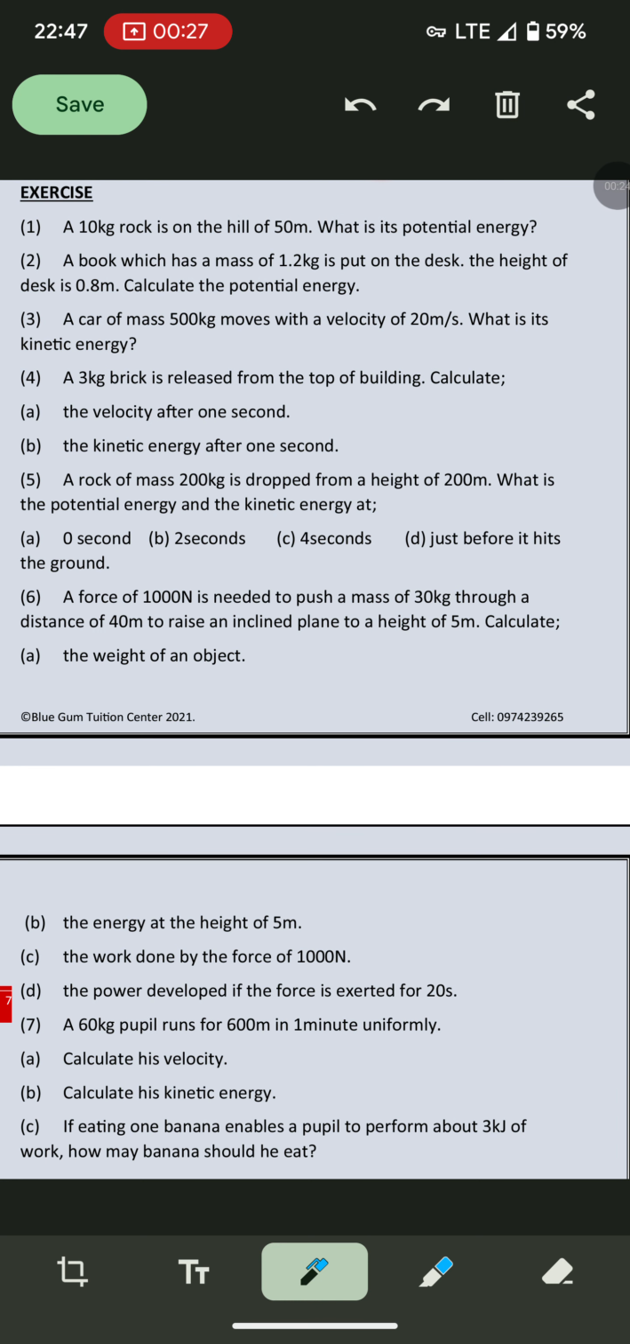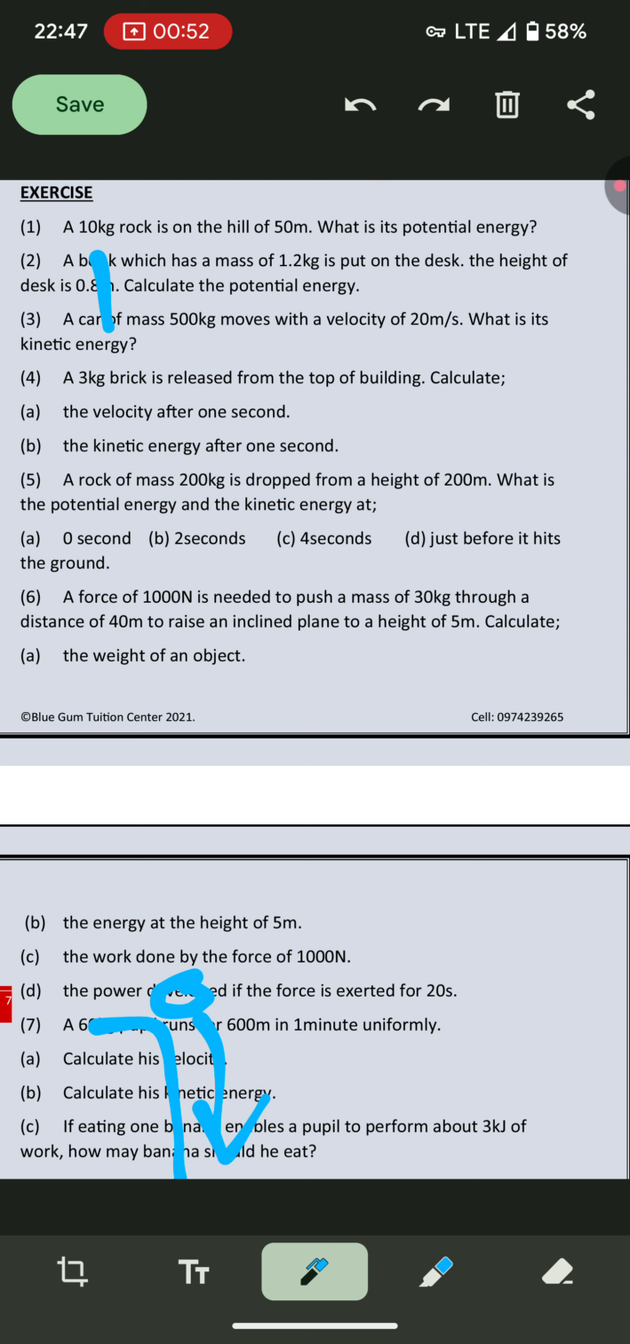A rock of mass 200 kg is dropped from a height of 200 meters. What is the potential energy and kinetic energy at that? So of this situation, we have this height of 200 meters. Then there's a rock here which has been dropped, right? So now they want us to know the potential energy and the kinetic energy at 0 seconds.